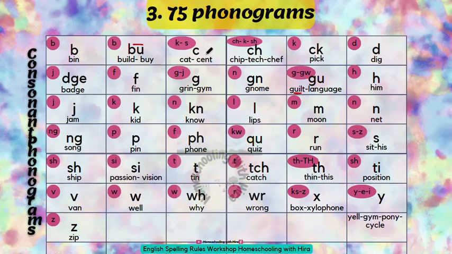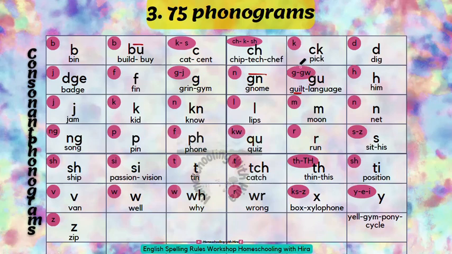Then we have letter c and its phonograms. C says k and s, as in cat and send. Then we have ch saying the ch sound, k sound, sh sound: chip, tech, chef. Ch, k, sh, right? Then we have ck saying the k sound. Then we have letter d saying the d sound, and another phonogram in which we have d. It is dge, which says the j sound, as in badge. Letter f says f. Letter g says g and j. The phonogram gn together says n. It's not gin, it's as in gnome, right?